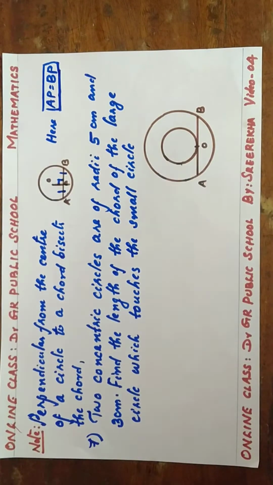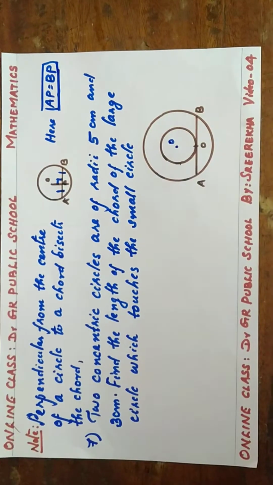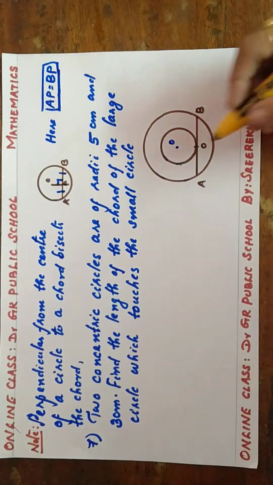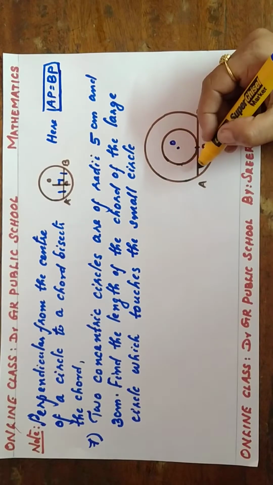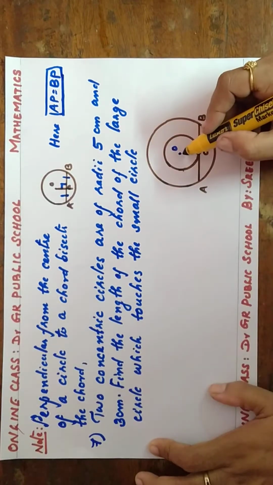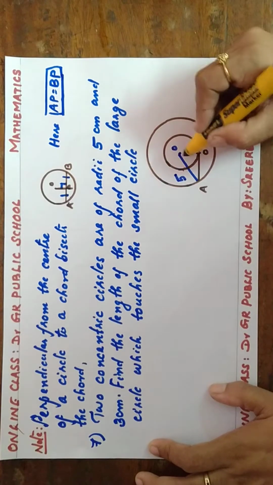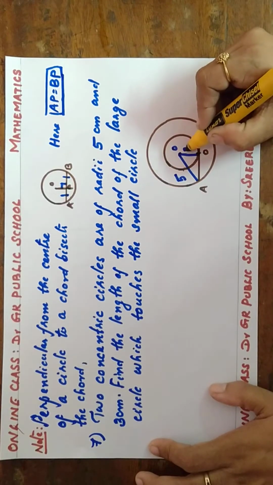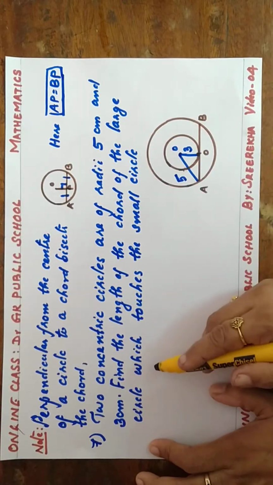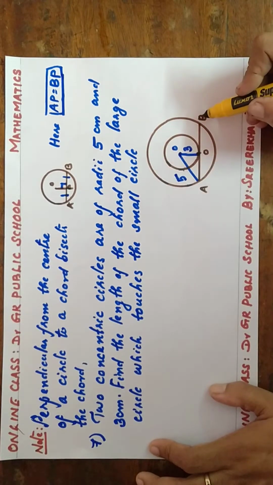Now look at question number 7. This is question number 7 in your textbook. Two concentric circles. What do you mean by concentric circles? The figure is not given in the textbook, so I have drawn the figure here. Concentric circles means circles having the same center and varying radii, here of radii 5 centimeter and 3 centimeter. So definitely the larger circle has the larger radius, 5 centimeter, and the smaller circle has the radius 3 centimeter. Am I right? You are asked to find the length of the chord of the large circle. I have drawn a chord for the larger circle and you are asked to find the length of this chord.